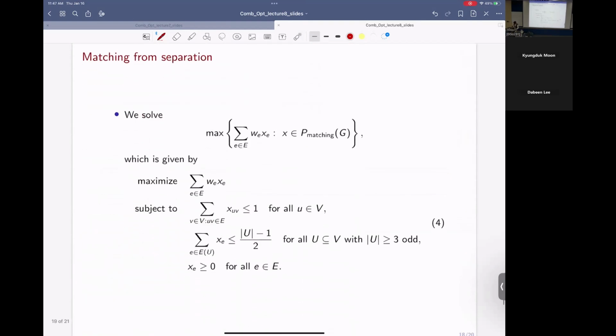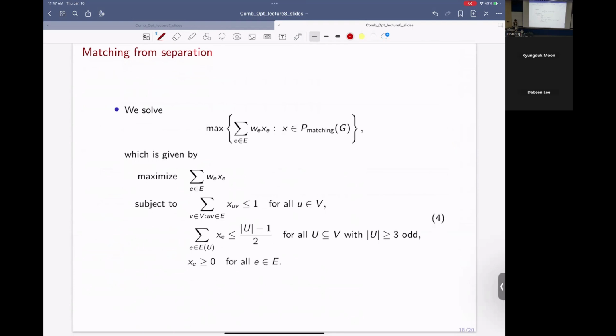All right, so let's look at the matching problem. Again, we have the degree constraints, and we have exponentially many odd set inequalities. And this is the optimization problem. By the previous theorem, to prove that solving this linear program can be done in polynomial time, what we need to show is that the separation problem over these inequalities can be solved in polynomial time. That's what we need to do.